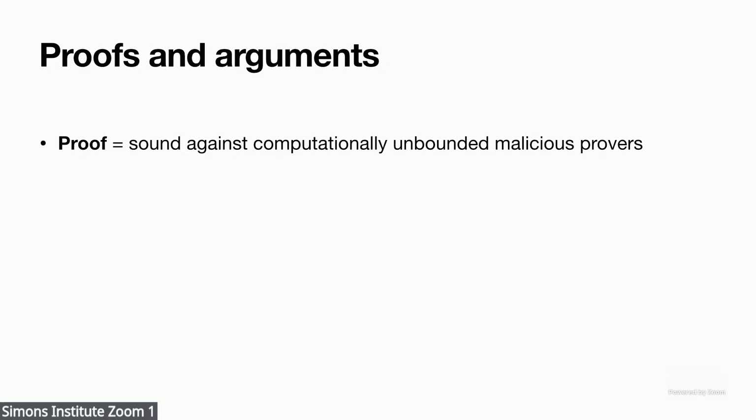And this property is called soundness. And when we talk about a proof, we typically mean soundness against all potentially computationally unbounded provers. Like there's no computational restriction on their power.